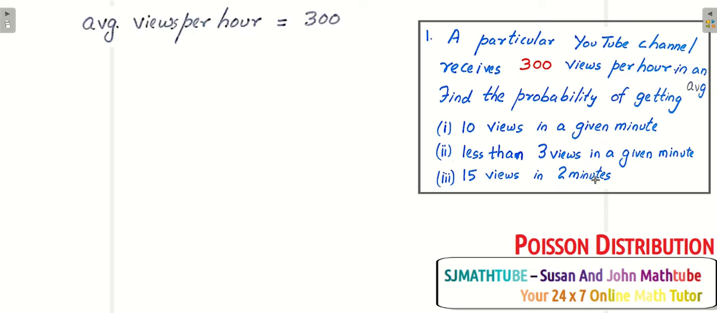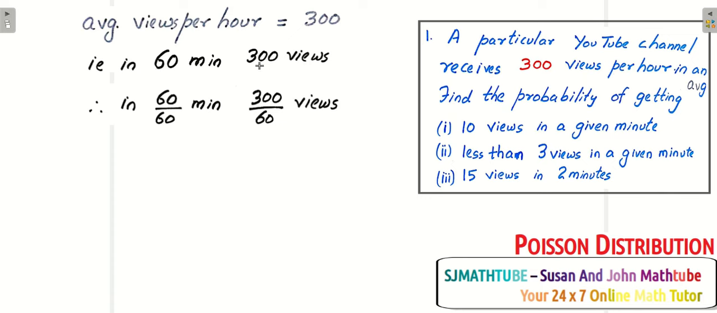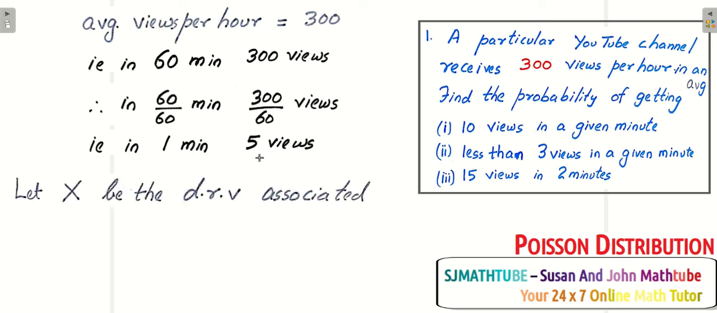So the average views per hour, that is 300. That means in 60 minutes, you know that 1 hour means 60 minutes, we get 300 views. That is, I'm going to divide by 60 so that it will become 1 minute. That is, in 1 minute there will be 5 views. Okay, that's it. So I know the average value per minute. Now I'll be able to solve the first and the second question with the help of Poisson's distribution.